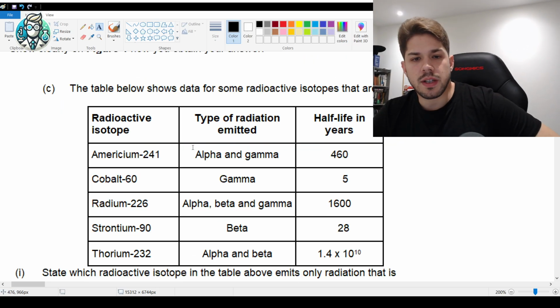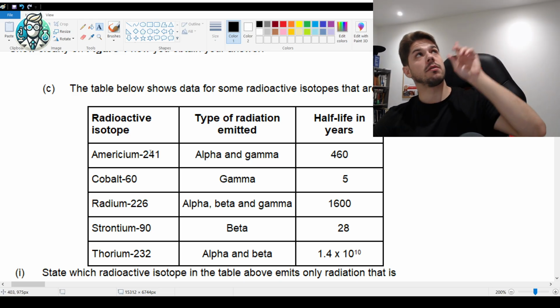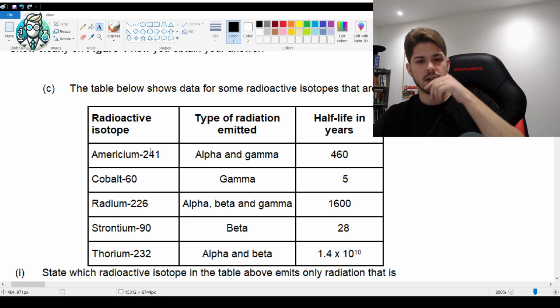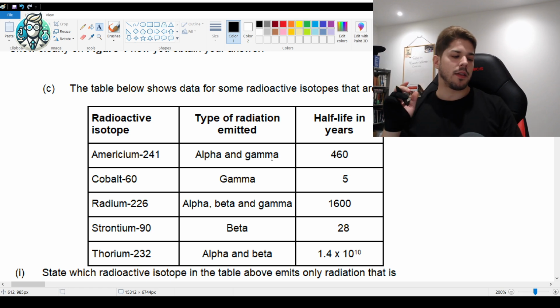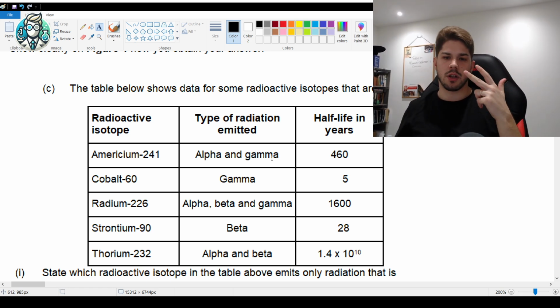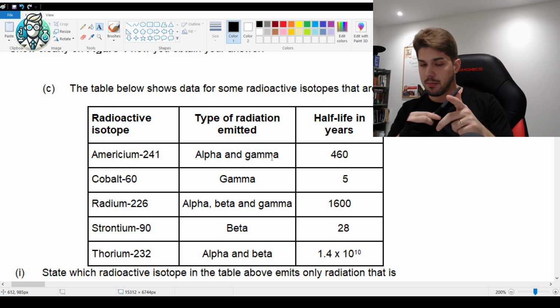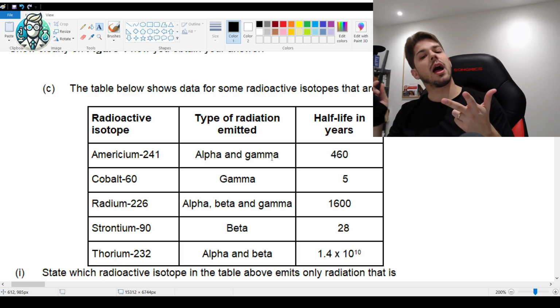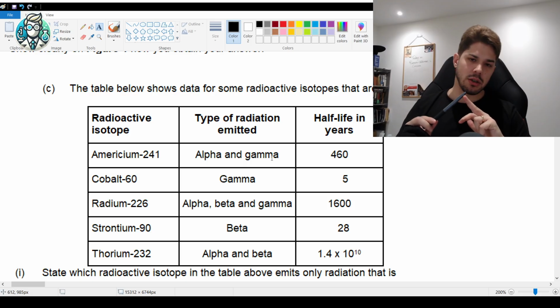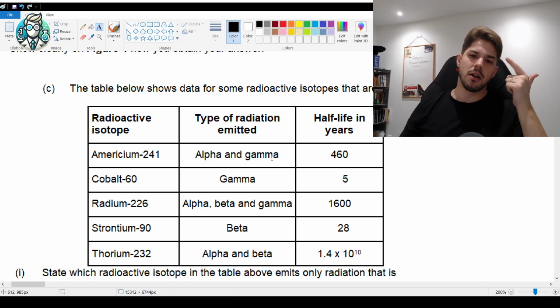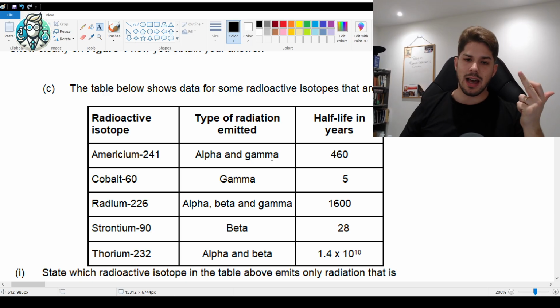The table below shows data from some radioactive isotopes that are used in schools. For example, americium-241 is the one that we find in the smoke detectors. And americium-241 emits alpha and gamma radiation. Remember that there are 3 types of radioactive radiation: alpha particles, beta particles, and gamma radiation. Super important. Gamma is not a particle, gamma is radiation. So it's alpha and beta particles, and then gamma radiation.